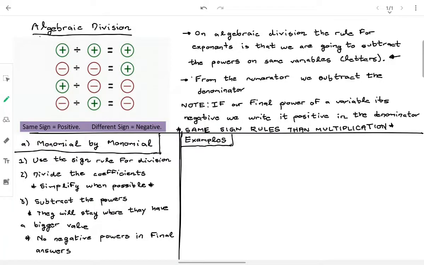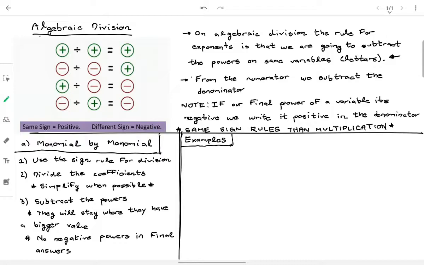Today we are going to start to see algebraic division. Remember, division is the opposite of multiplication. So some of the steps of division will be like the opposite of multiplication steps. So we need to pay attention to it because you can get a little confused sometimes. But if you pay attention, it will be an easy task to do.